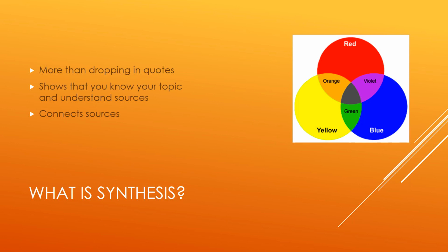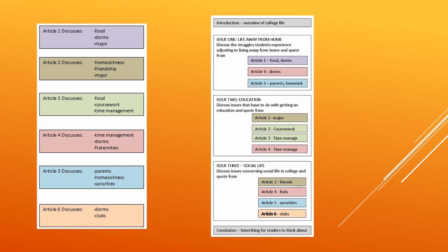So the way to do this is by synthesis. It's more than dropping quotes into your paper. It shows that you know your topic well and that you really understand your sources, and it shows the connections between them. So this image over here is sort of an idea. If you imagine this is source A and this is source B and this is source C, this would be your synthesis, right? This is where you put them together and you find the connections between the sources and then talk about what they mean. So here's how this plays out in your paper.